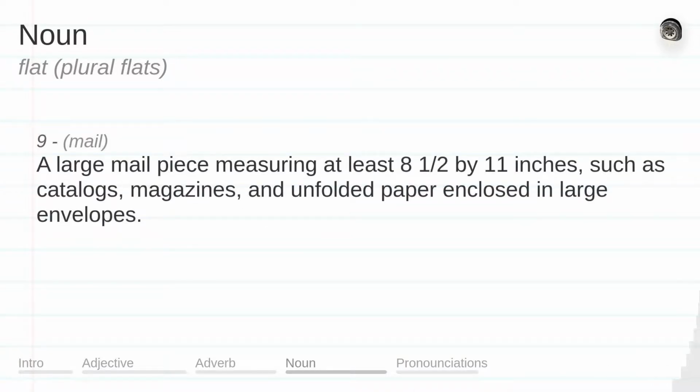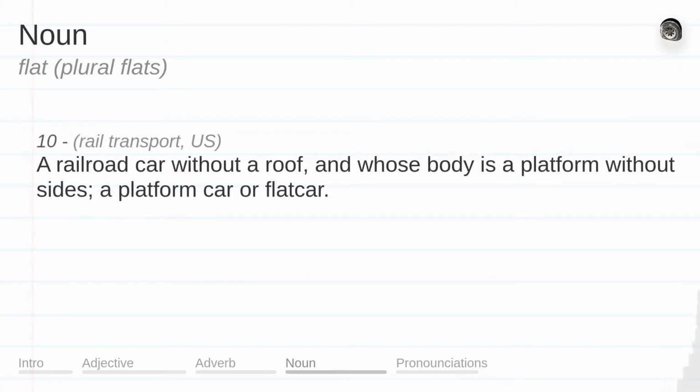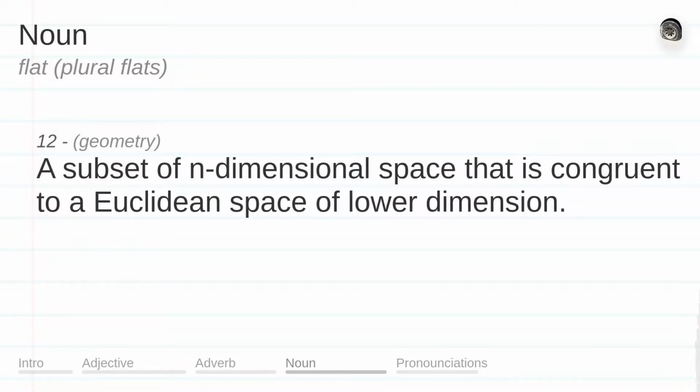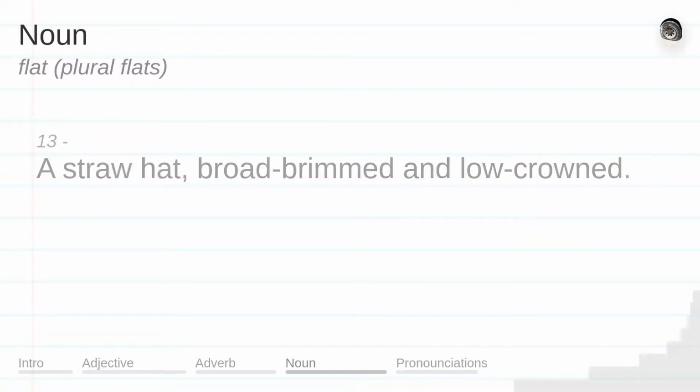A large mail piece measuring at least 8.5 by 11 inches, such as catalogs, magazines, and unfolded paper enclosed in large envelopes. A railroad car without a roof, and whose body is a platform without sides, a platform car or flat car. A flat-bottomed boat, without keel, and of small draught. A subset of n-dimensional space that is congruent to a Euclidean space of lower dimension. A straw hat, broad-brimmed and low-crowned.